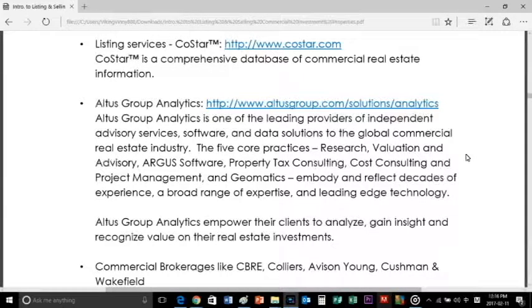Altus Group Analytics, altusgroup.com. This is one of the leading providers of independent advisory services, software, and data solutions to the global commercial real estate industry. The 5 core practices: research, valuation and advisory, Argus software, property tax consulting, cost consulting and property management, and geomatics, embody and reflect decades of experience, a broad range of expertise, and leading-edge technology. Altus Group Analytics empower their clients to analyze, gain insight, and recognize value on their real estate investments.